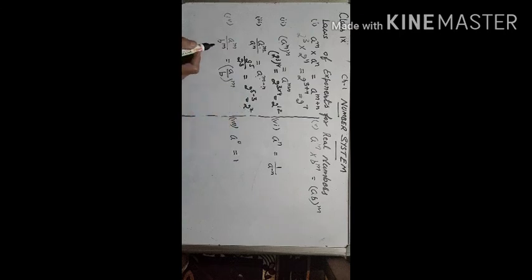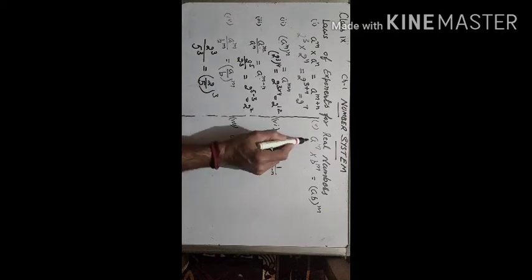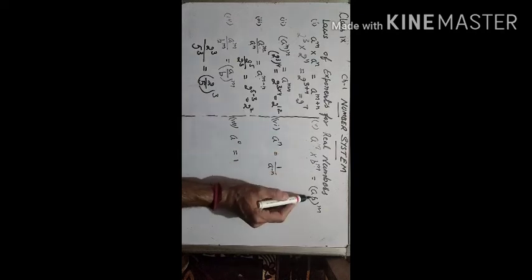And fourth law is a to the power m, b to the power m. Then a and b both bases are different but powers are same, then a by b, bracket, power m. Suppose 2 to the power 3 upon 5 to the power 3, that becomes 2 by 5 to the power 3.